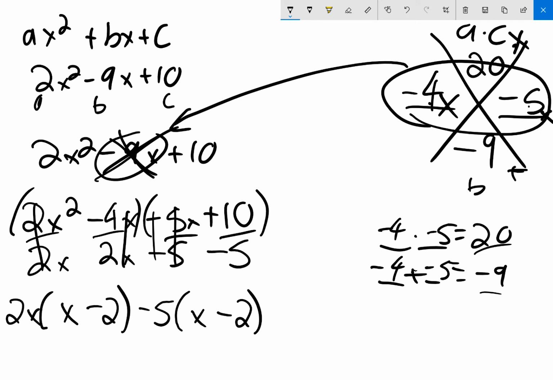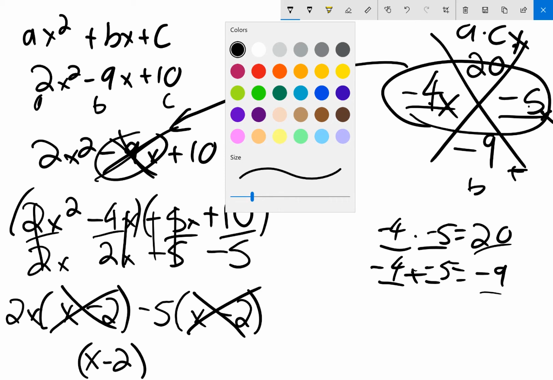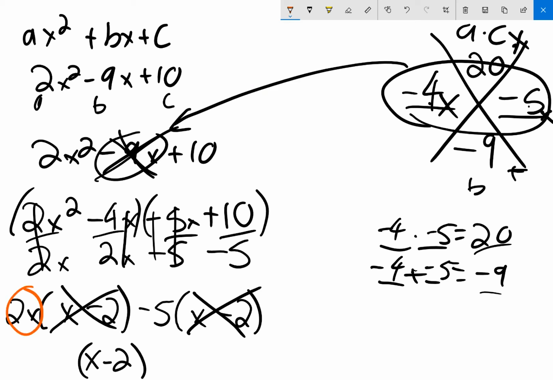All right, so again, my final answers, notice x minus 2 is the common factor, so x minus 2 is one of the factors in my answer. So once I've dealt with the x minus 2, the other part of my factor is the outside, the GCFs, the 2x minus 5. That makes up the other factor, 2x minus 5. And so there's your answer.